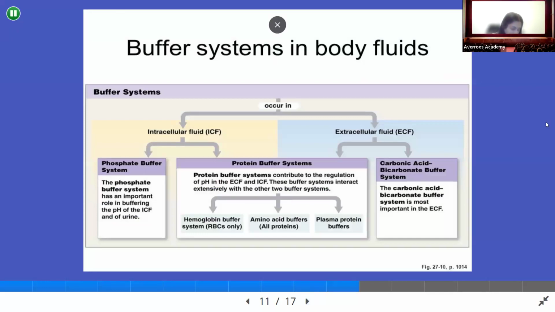Some more buffer systems in our bodies. So buffer systems can be in our intracellular fluid or in our extracellular fluid. In our intracellular fluid, we have a phosphate buffer system and a protein buffer system. The phosphate buffer system has an important role in buffering the pH of, for example, our urine. Protein buffer systems contribute to the regulation of pH in our intracellular and extracellular fluid. So for example, our hemoglobin buffer, amino acid buffer, and plasma protein buffers. And then in our extracellular fluid, we have a carbonic acid-bicarbonate buffer system, which is the most important one for our extracellular fluid.